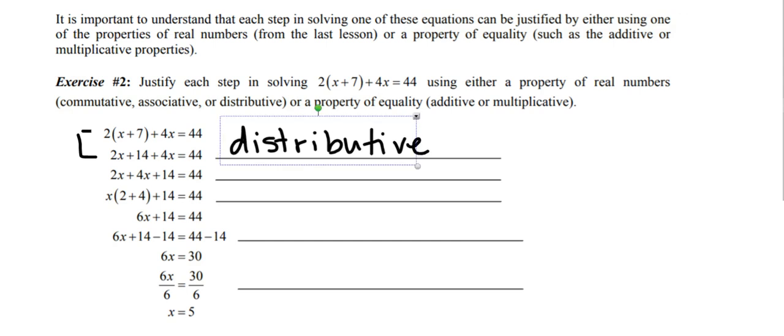Then when you look how you got from this step to this, as you can see, I just switched the 14 and the 4x. So you're just changing the order, which makes it a commutative property.